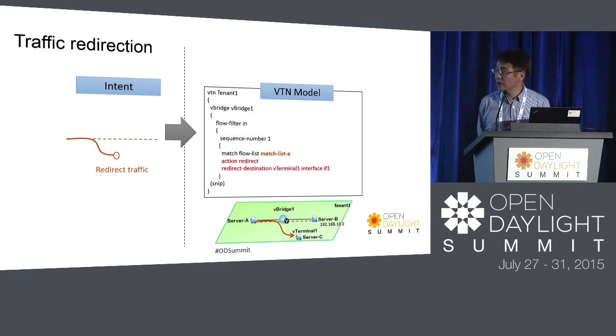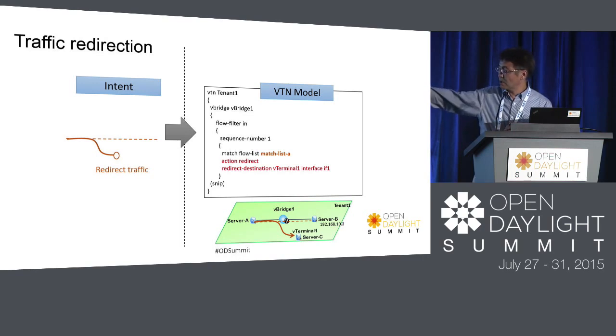If you have some intent to redirect certain traffic, you can define the VTN mode configuration as in the right side. First, you define the VTN tenant one, and then, this is a layer two domain, so you can define the VBridge. Then you can define the flow filter, inbound direction, and also you can specify the sequence number for the priorities. Then define flow list as A, and then action as a redirect to the V terminal interface one. So this configuration can be done using the CLI or REST API, and then hopefully the GUI in some time in the near future.